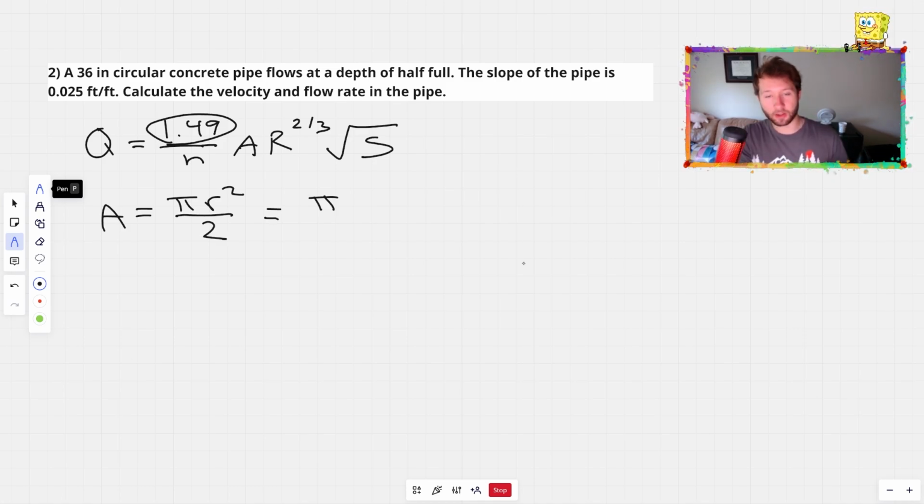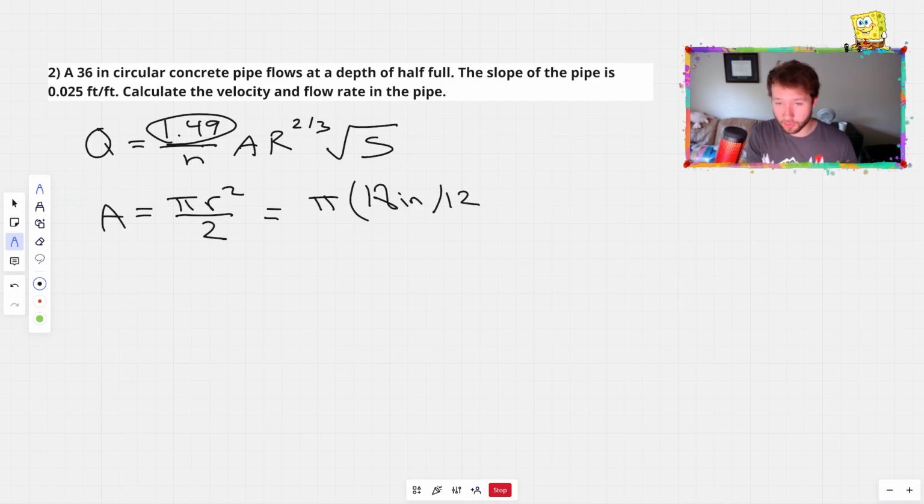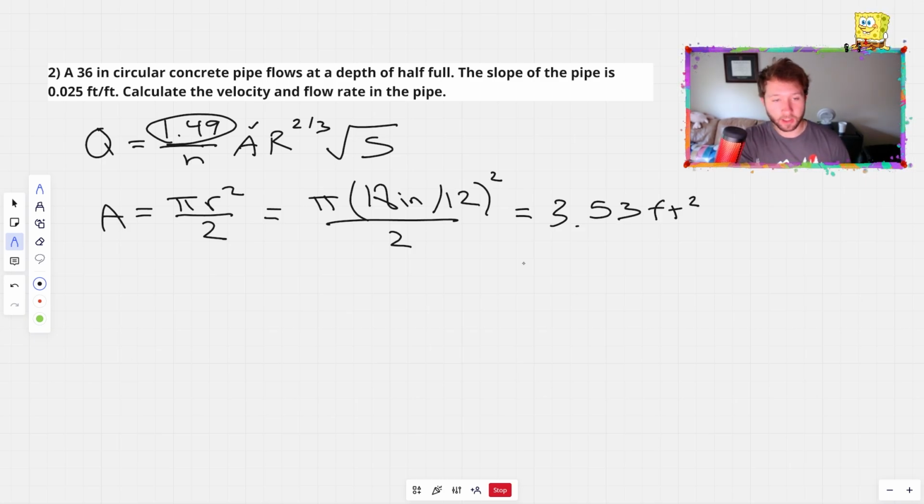Our pipe in our problem is 36 inches. That's the diameter, so our radius is 18 inches. We'll divide that by 12 to convert that into feet, square that, and divide it by 2. Then we'll get 3.53 square feet. So now we got A. Just a reminder that the roughness factor n is still 0.013 because it's a concrete pipe. We got those two terms.